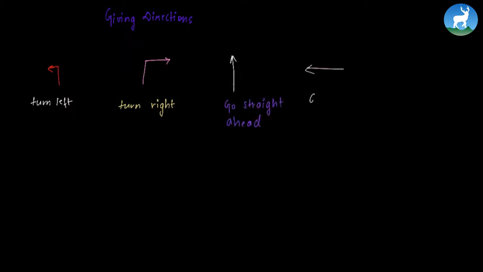When you see this, it basically means you need to turn left. So it's turn left, and this is turn right. Here it means go straight ahead. This is go past, and this is meant to say cross. Now these are the verbs that are commonly used. Now we'll look at some of the prepositions.